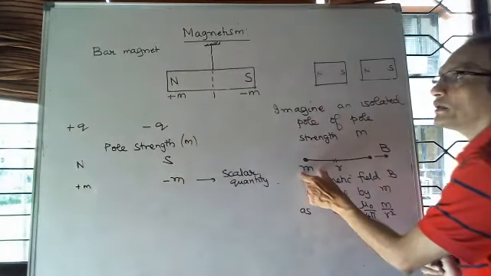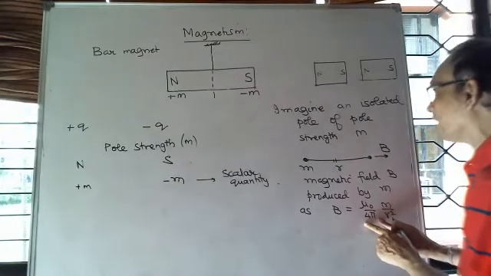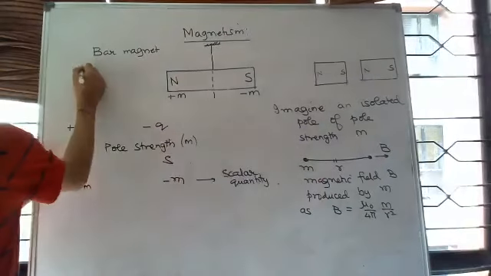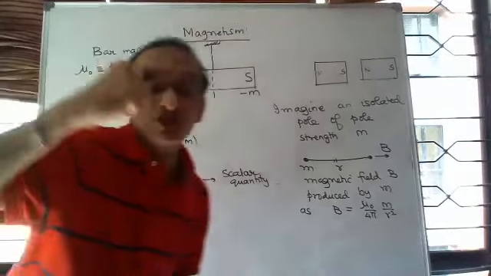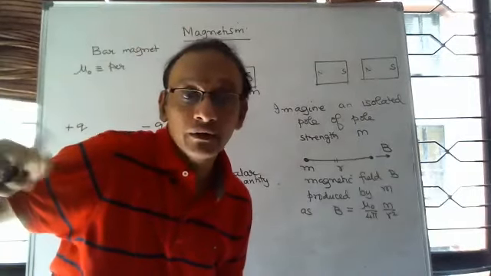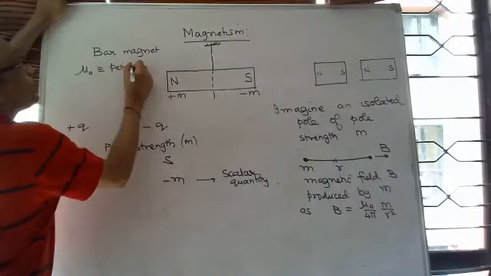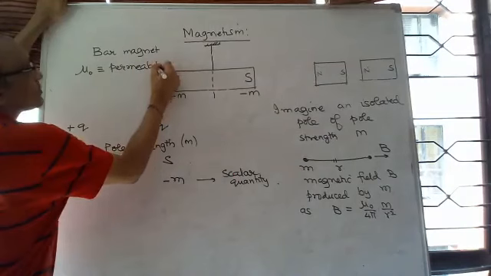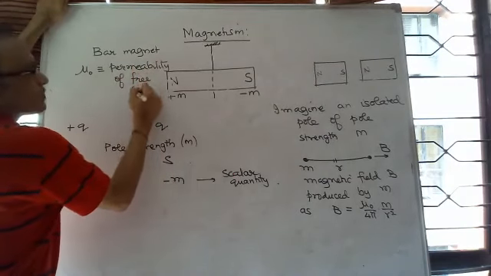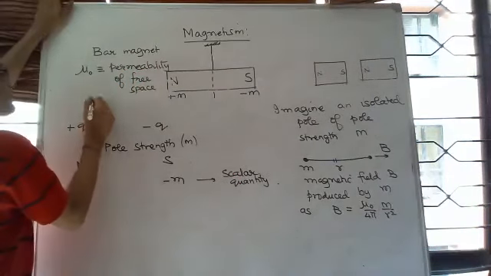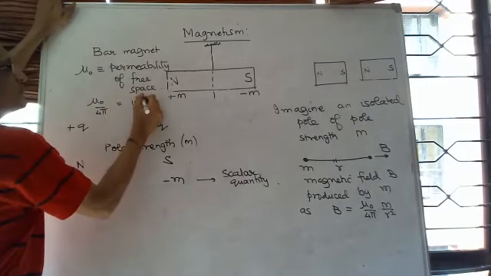In electricity, it was K Q by r square. Here, instead of K, we have mu naught by 4 pi. Mu naught is the permeability of free space. In electricity we had permittivity, 1 by 4 pi epsilon naught. In this case, mu naught is permeability of free space. And mu naught by 4 pi has a value of 10 to the power minus 7 SI units.